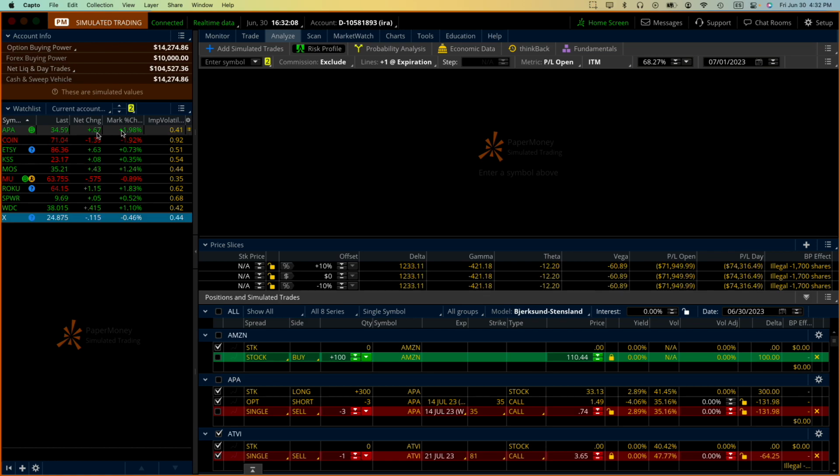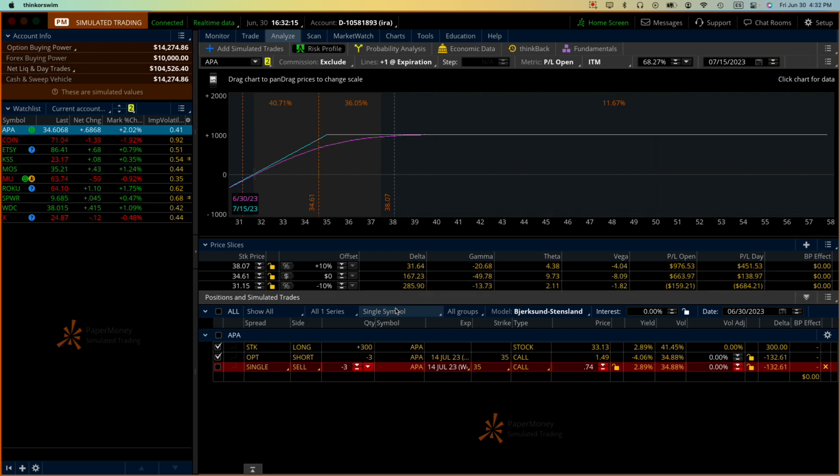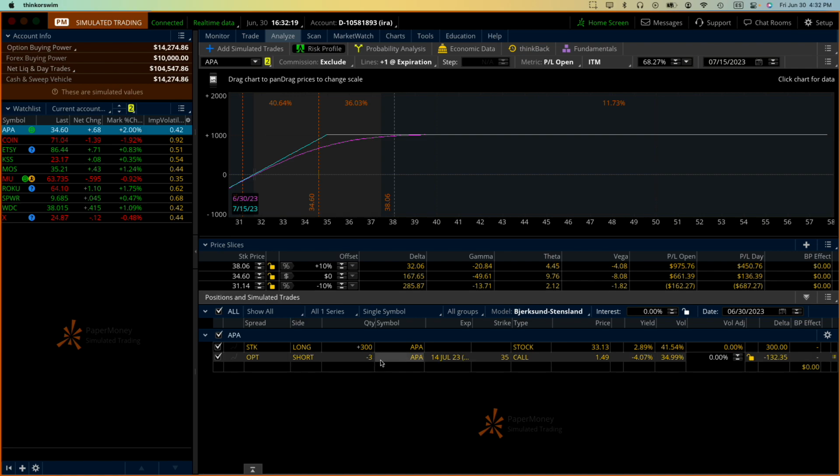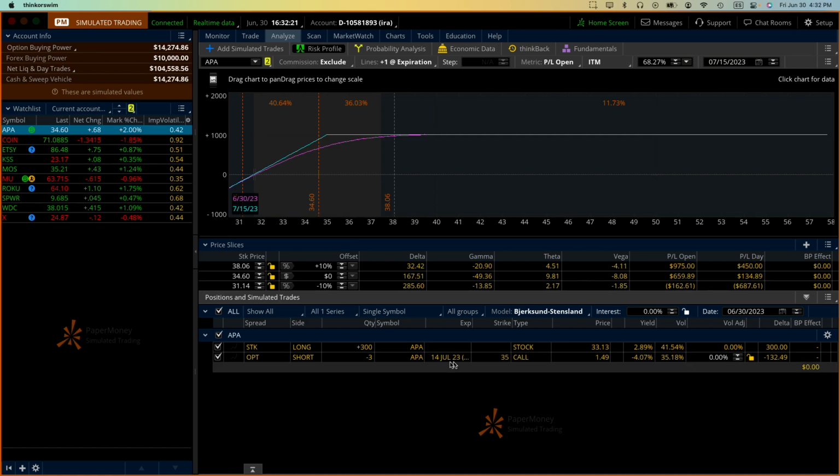Okay, I have organized them here by symbol and let's examine them one by one, starting with APA. And here's my trade, and you can see that I have this expiring on July the 14th, so no need to change any of that.